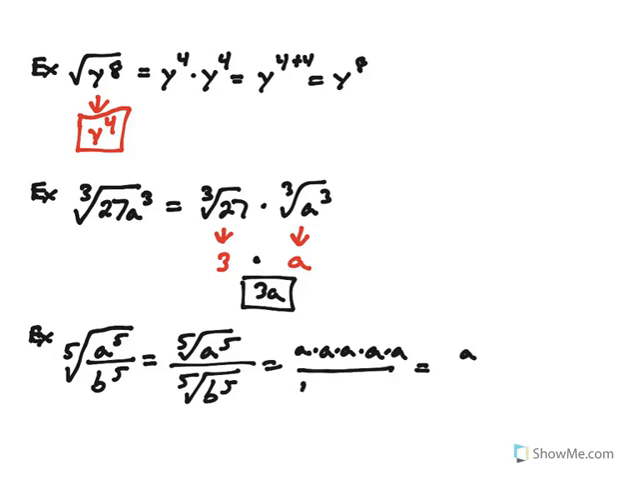And then the same here. If I take b and I multiply it by itself 5 times, I'm just going to get b to the fifth. So the fifth root of b to the fifth is b. So my answer is a over b, sorry, a times b.